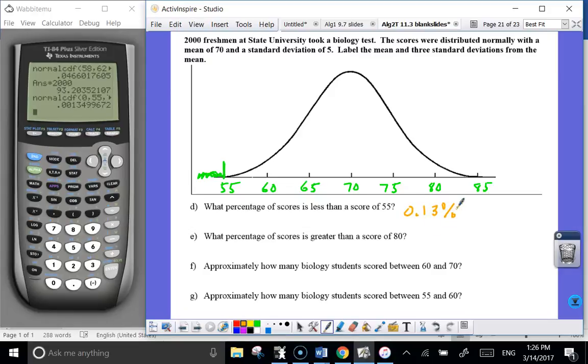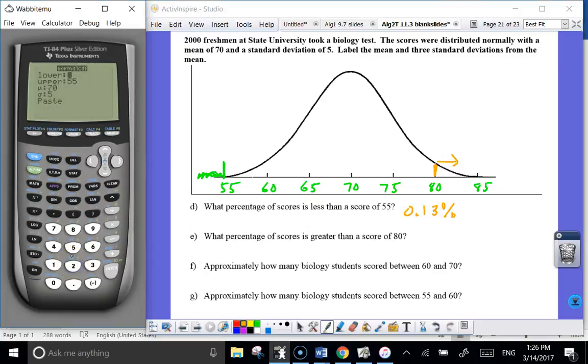Okay, let's check. Percentage of scores greater than 80. Again, 80 is definitely one of those whole standard deviations, but you could still use a calculator for it. Second vars, 2. 80 is the lower. I'll put 200 as the higher. 70 and 5. 0.0227, so 2.3%.